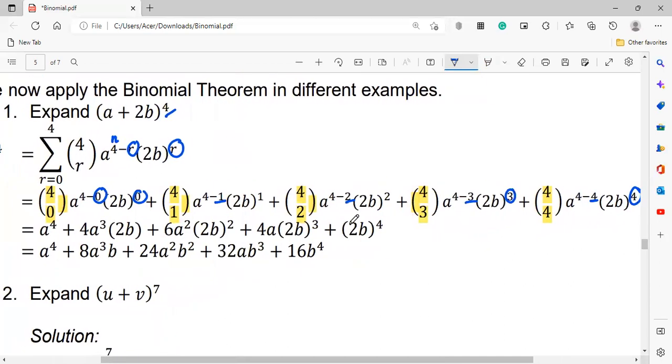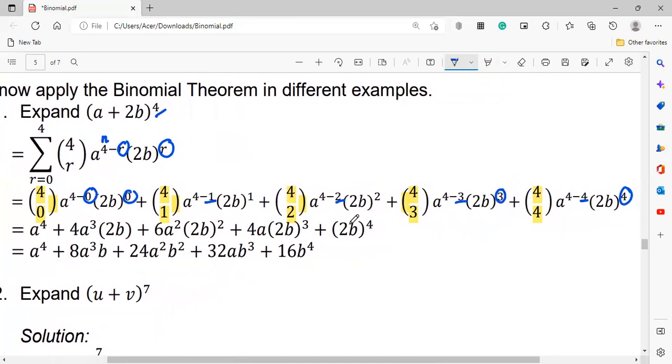Okay, with the use of your calculator, you can now simplify. 4 taken 0 is also 4 taken all. So, pareho sila. Both 1 and 1. Okay, 4 taken 1 is also 4 taken 3, which is 4. And 4 taken 2 is 6. So, how did you get 8 here? 4 times 2 is 8.